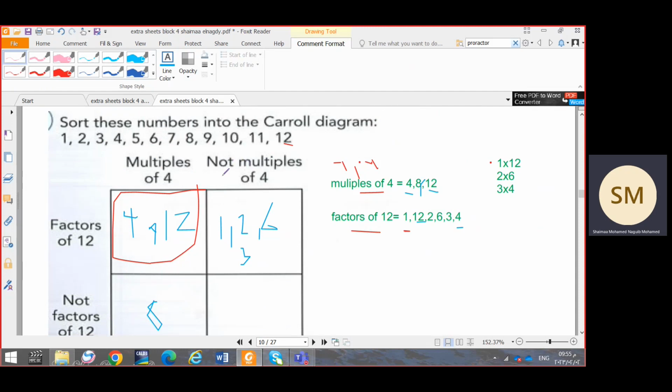دي بقى يعني كل حاجة مختلفة not multiples of 4 و not factors of 12. زي ايه؟ اختاروا بقى النمبرز اللي انا ما اخترتهاش. يبقى انا هبعد عن كل دول. هاخد مثلا ال 1 وال 2 لا موجودة. كانت ال 5 وال 6 مش موجودة. يبقى 5 و 6 لا موجودة لا في ال 4 ولا في ال 12. ال 5 وال 6 وال 7.